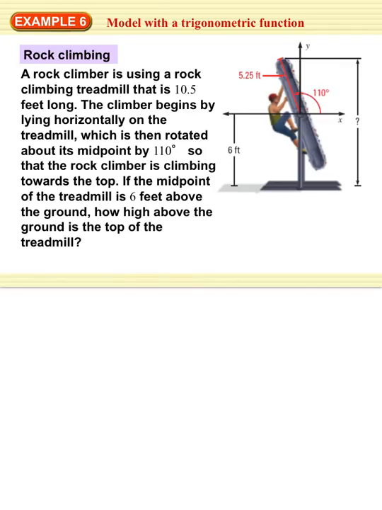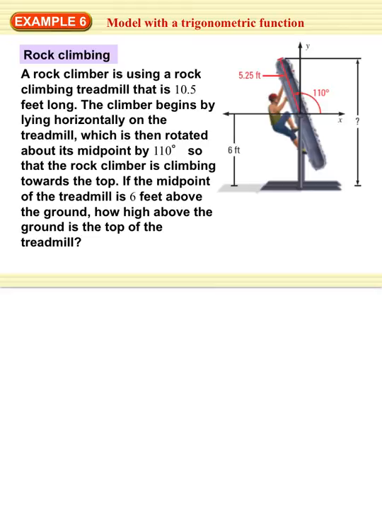Okay, last example. Rock climbing. A rock climber is using a rock climbing treadmill that is 10.5 feet long. The climber begins by lying horizontally on the treadmill, which is then rotated about its midpoint by 110 degrees. Okay, that's that right there. 110 degrees. So that the rock climber is climbing towards the top. If the midpoint of the treadmill is 6 feet above the ground, how high above the ground is the top of the treadmill?